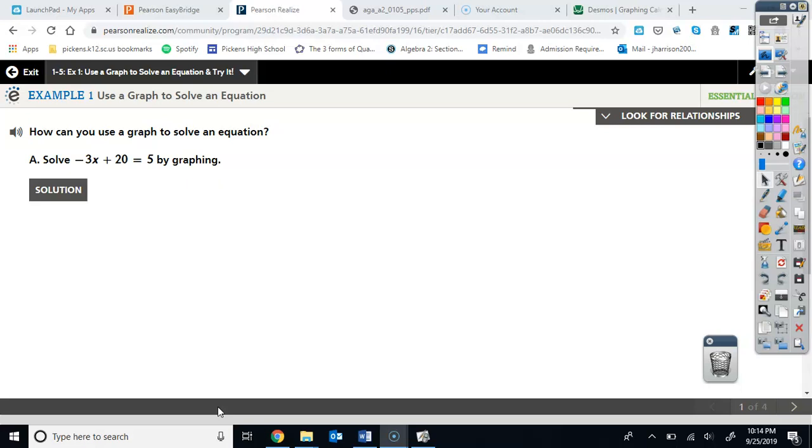I am going to give you a little video on solving equations using graphing. We will look at this also a little bit in another way in the next chapter. But in this chapter, we're looking at single variable equations like negative 3x plus 20 equal to 5. And I know that you can solve this by subtracting 20 and then dividing by negative 3. But we're going to look at another way of solving it by graphing.